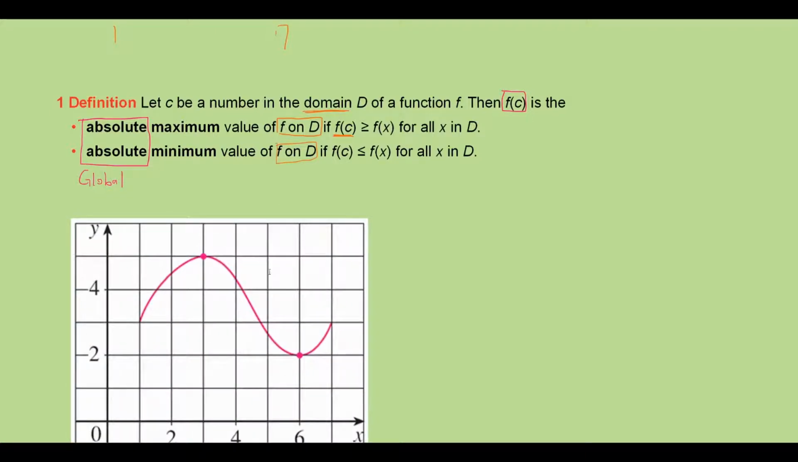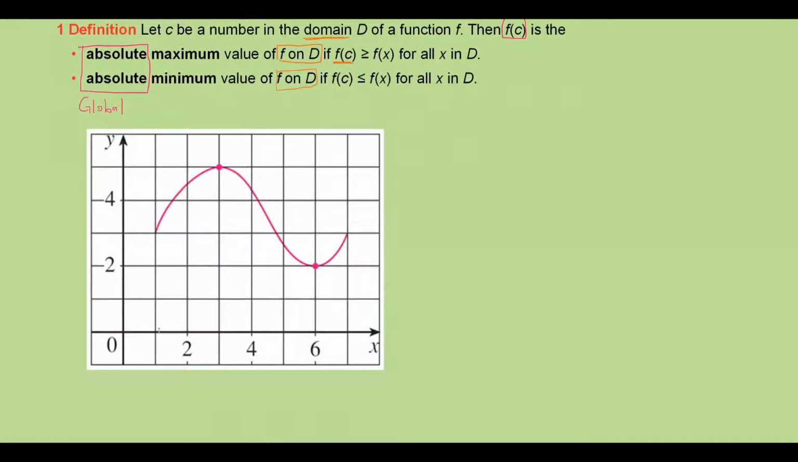The domain that we see here is between 1 and 7, right? Between 1 and 7. And we can see that this point A that holds the name of global maximum, this value has the highest value because f of 3 is equal to 5, which is greater than everything else on the domain, right?